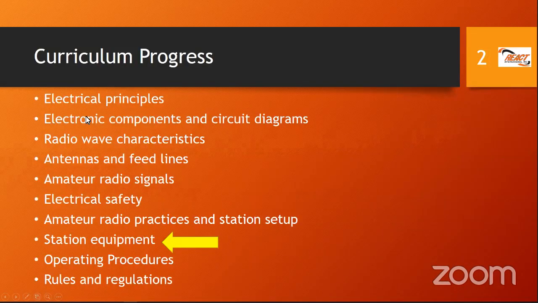So looking at the curriculum, we can see that we have been progressing nicely, so much so that there are really just 2 more topics after today to complete our syllabus. So this is where we are in the list of all of the topics that we have to cover under the technician class.